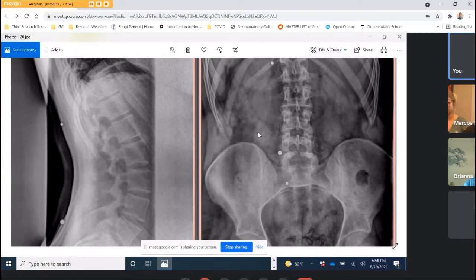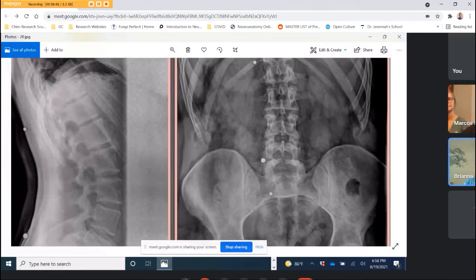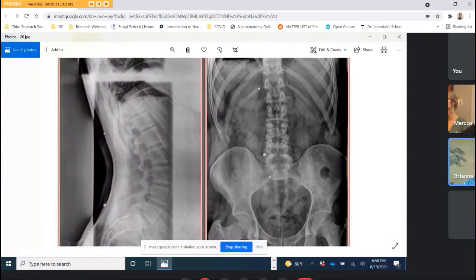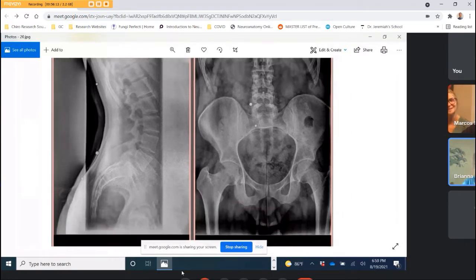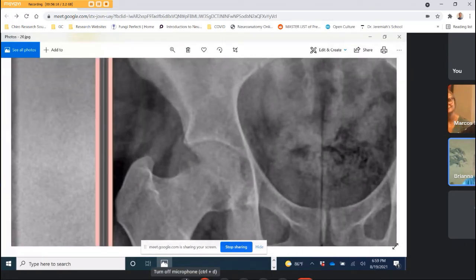Like all that cloudiness? Yeah, just all that cloudiness in general. I think that's fecal material. I think he needs to go potty. Gotcha. See all that down in here too?